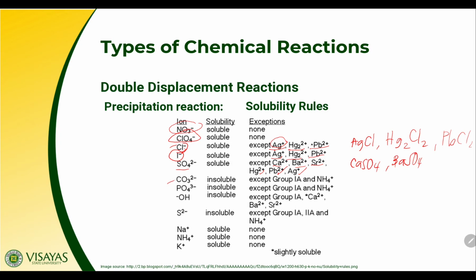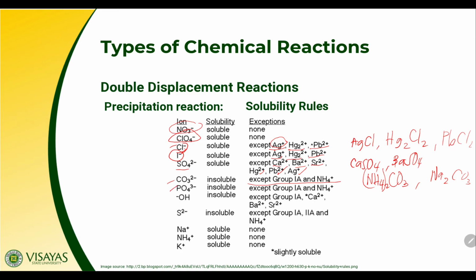Carbonates. Carbonates are insoluble except when they are paired with group 1 and ammonium ion. Like for example, when we have ammonium carbonate, we have a soluble compound. Or group 1, what are the group 1A elements? That's the first column in the periodic table of elements. Like for instance, we have sodium. So we have sodium carbonate. This is soluble. This doesn't form precipitate.